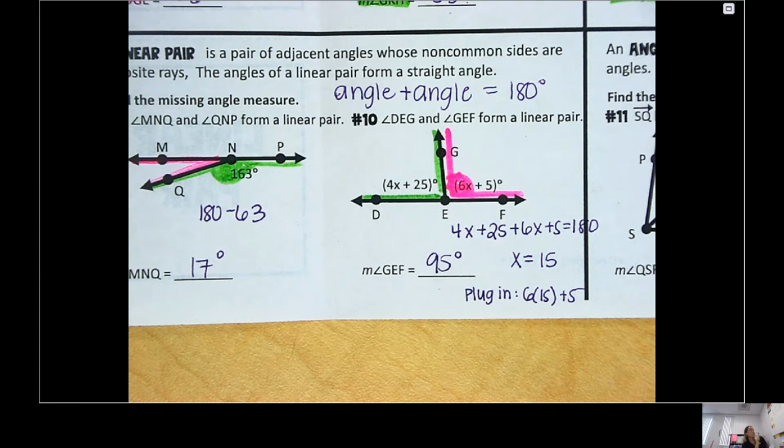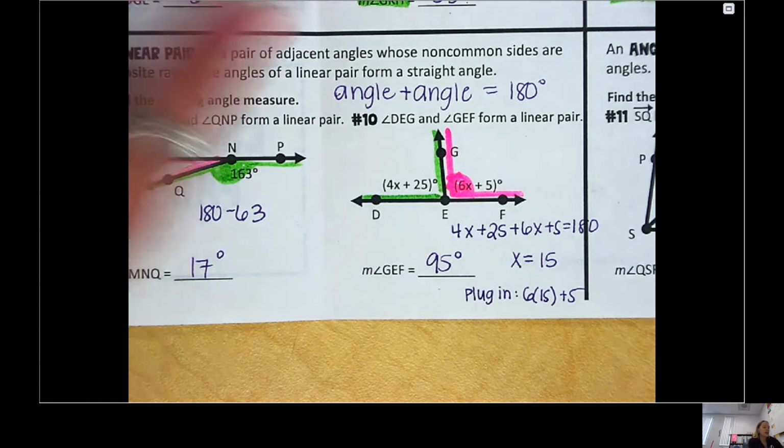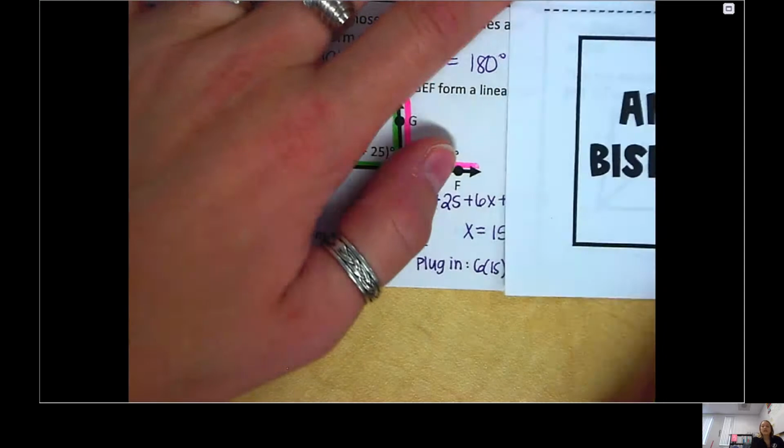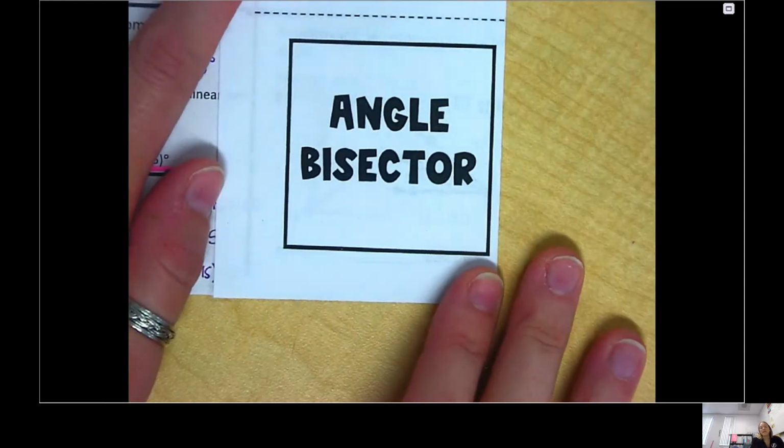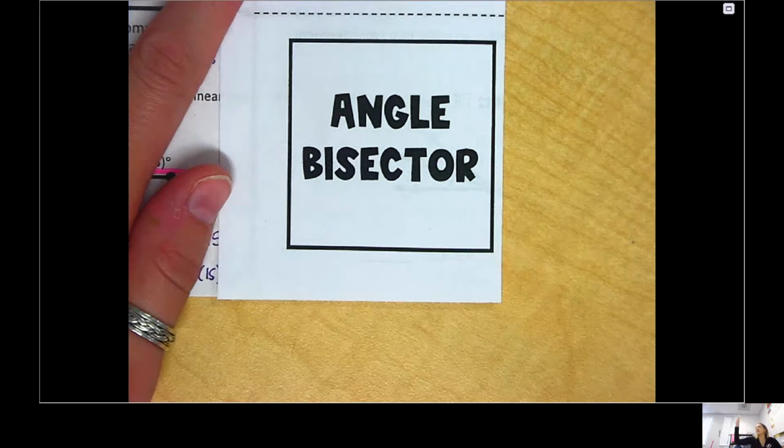Okay, last one. It is called an angle bisector. Has anybody heard the word bisect before?